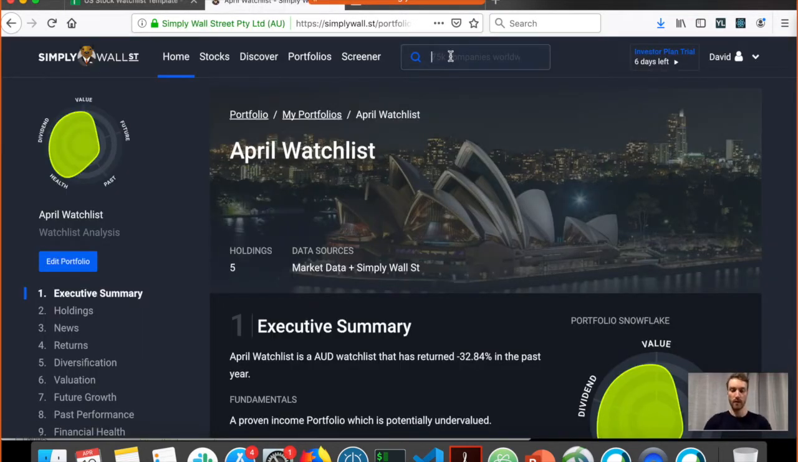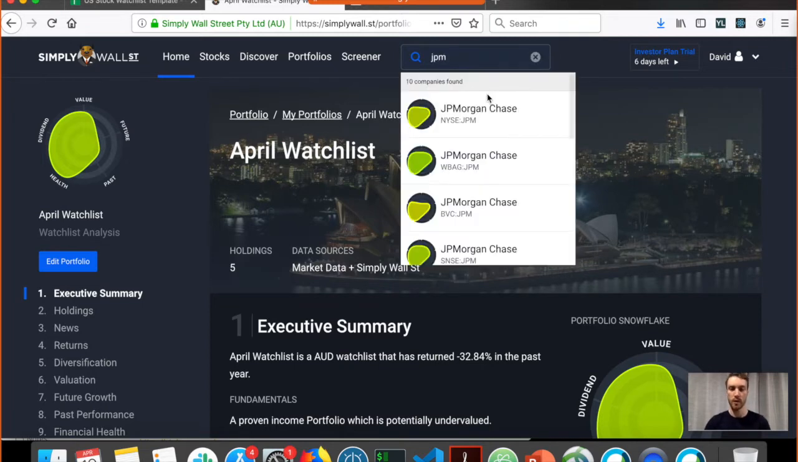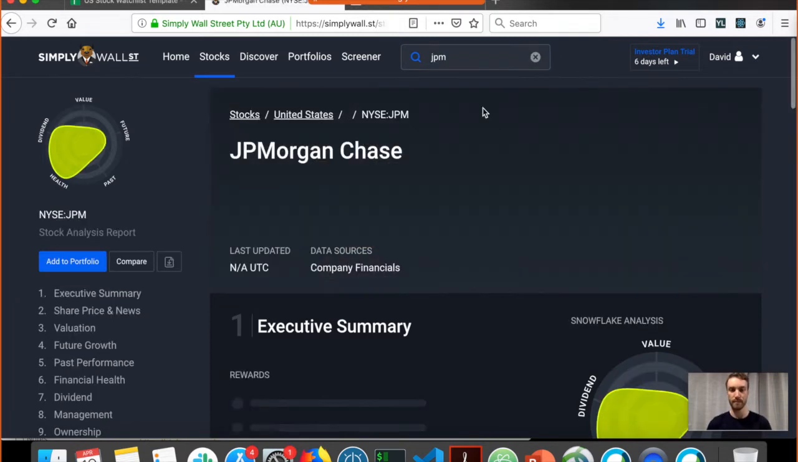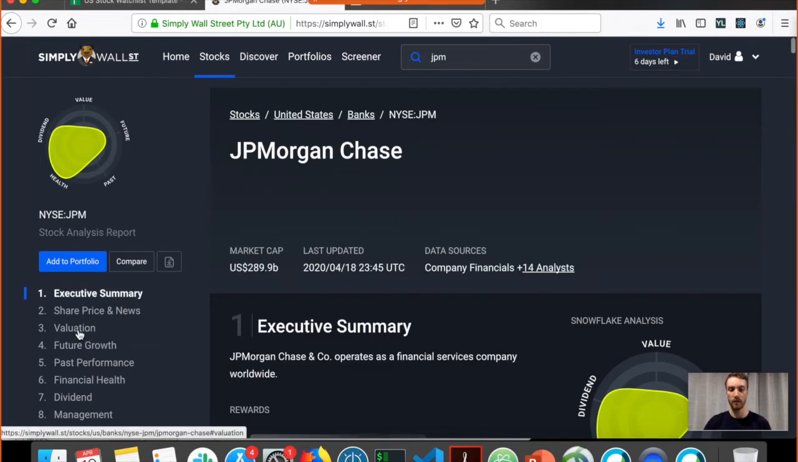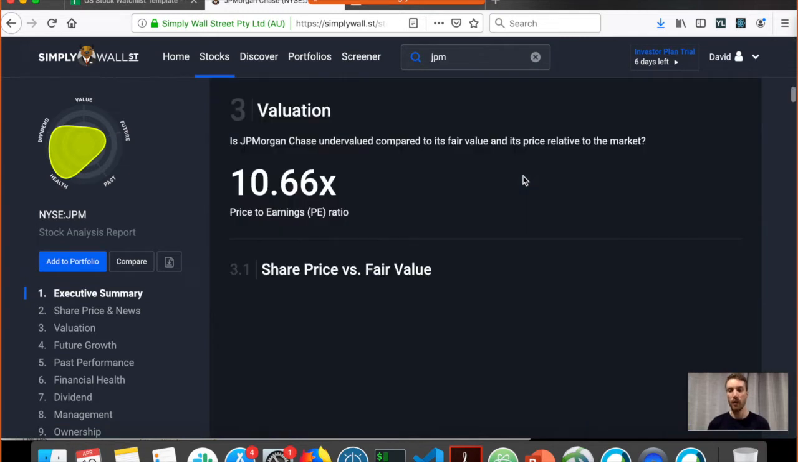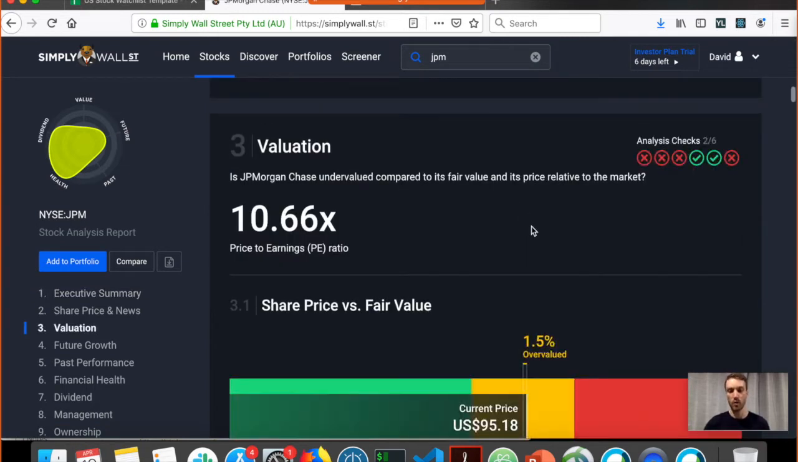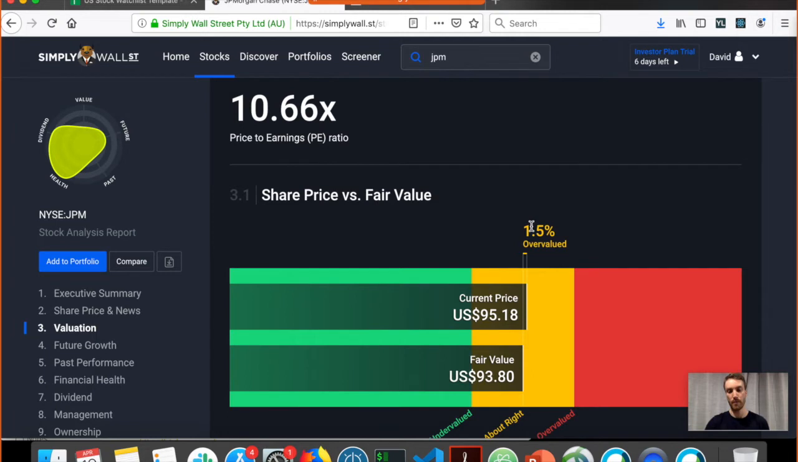And so on this website here, we can look at JP Morgan. And under the sidebar here, the third is valuation. And this uses an aggregate or an average of a number of analysts to produce a valuation for JP Morgan. And we can see currently the current price versus the fair value, which is the valuation. We can see that the analysts have valued it at $93.80.